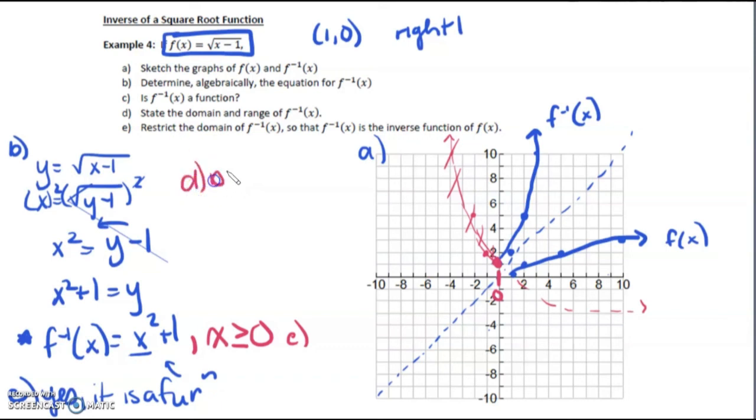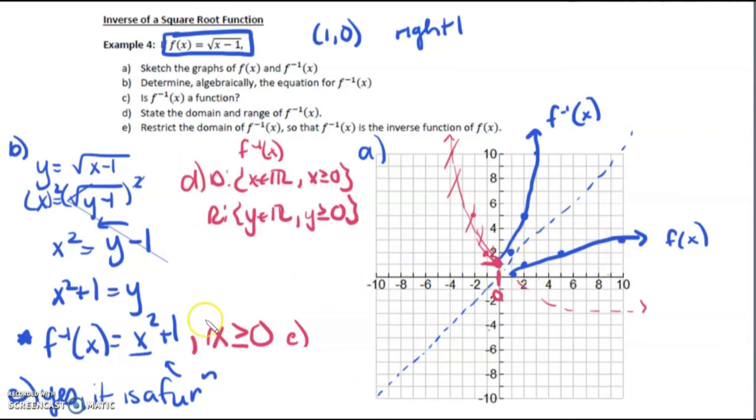Okay, D, if we did domain and range of the inverse, now we have to restrict x is greater than or equal to 0. This is for the inverse. And then y is going to be greater than or equal to 0. Now this domain and range are going to mimic the domain and the range of the root function.